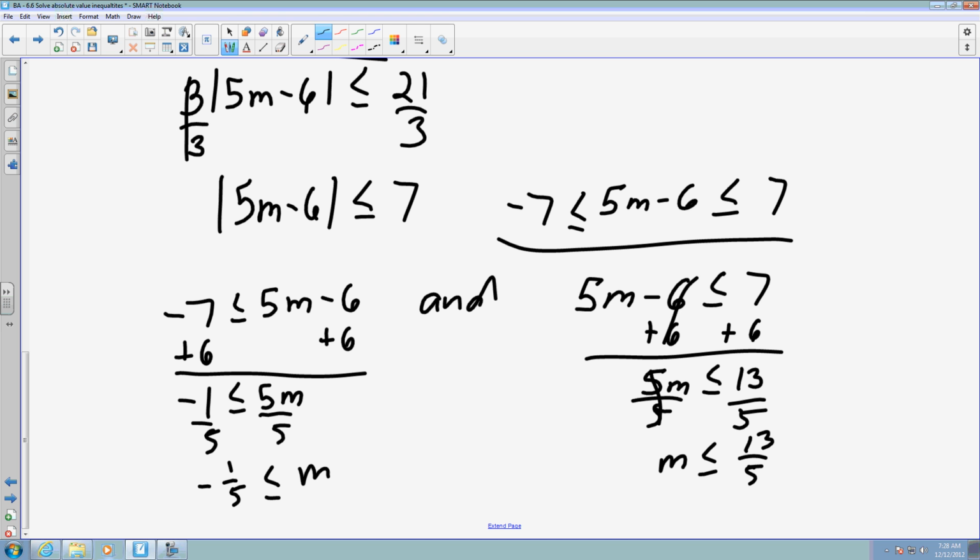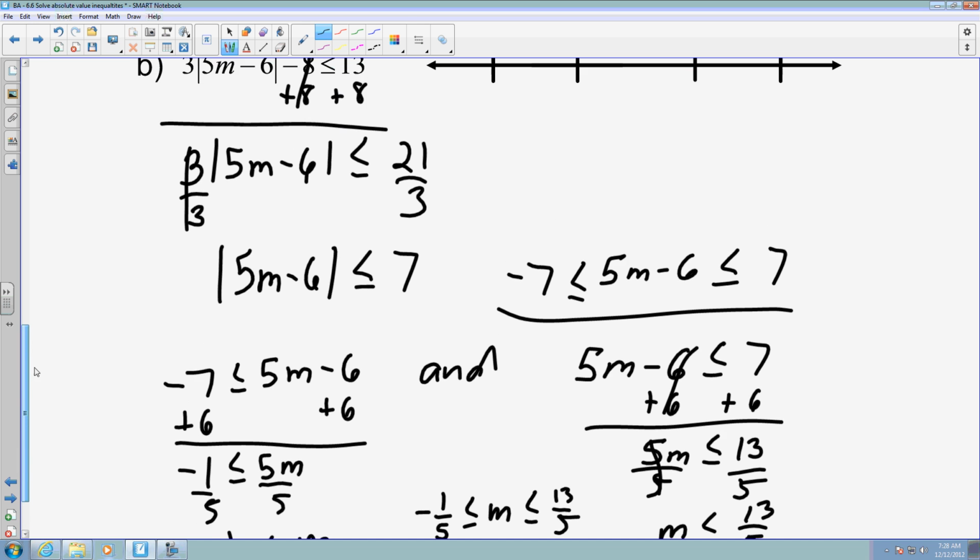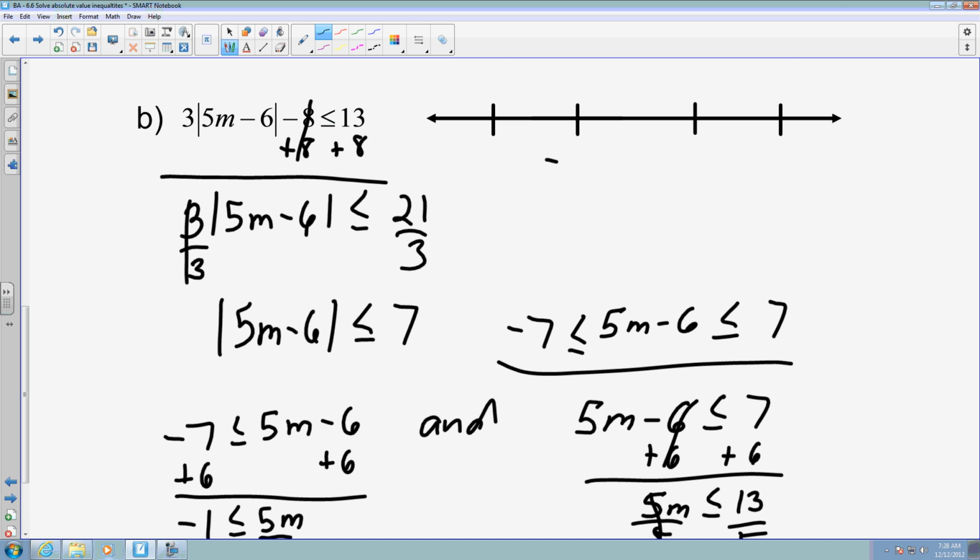So I can rewrite this inequality either as an AND statement, or I can write it like negative 1/5 is less than or equal to m, which is less than or equal to 13 over 5. And if I were to graph that, so I have negative 1/5 and 13 over 5. Both of them are closed circles because it's equal to, and shaded in the middle.